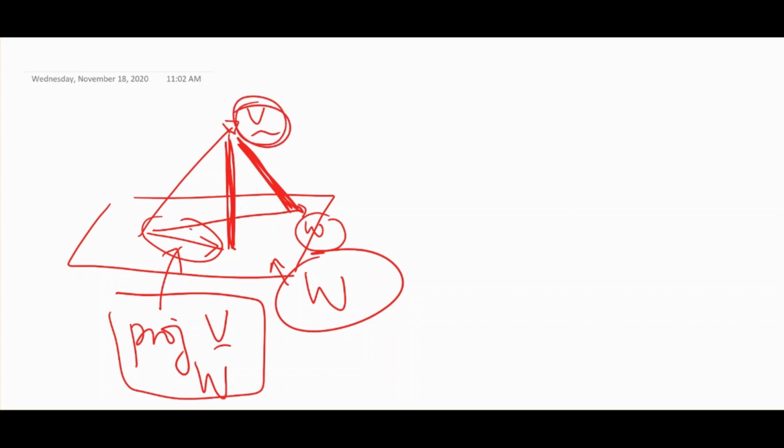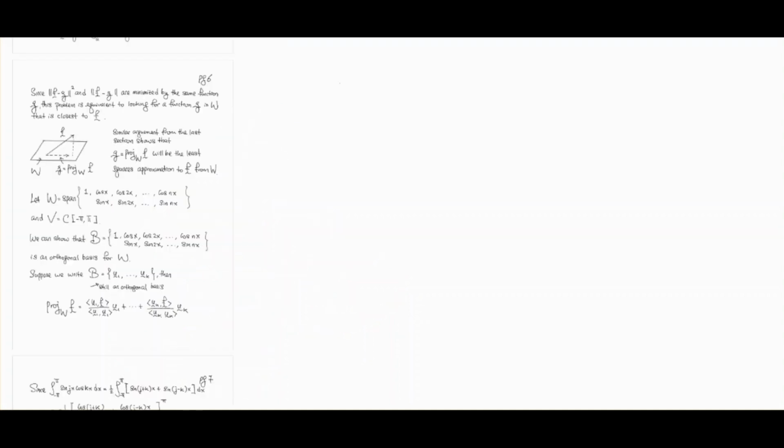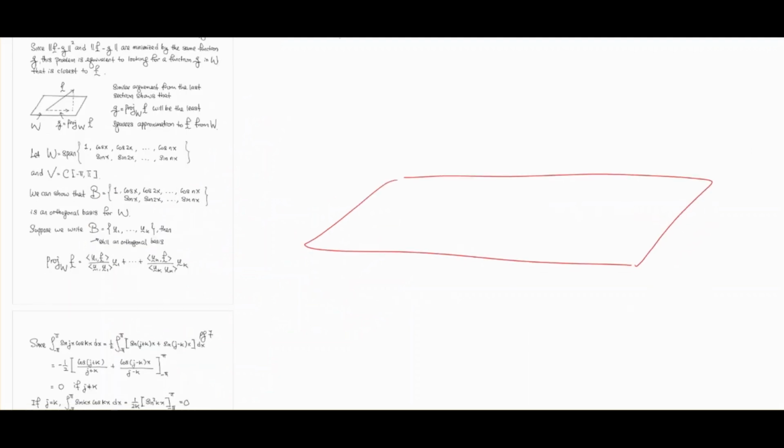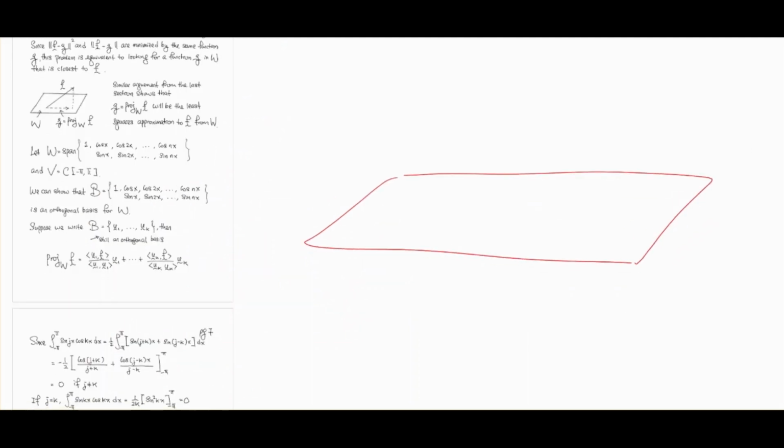All right. Now, let me tell you a story. Let's look at this example right here. The story goes like this. If I have a collection of vectors in my possession, so let's say I have a W. What I have is a constant function, I have my cosine of x, I have my cosine of 2x, all the way to, let's say, cosine of 100x, for example.